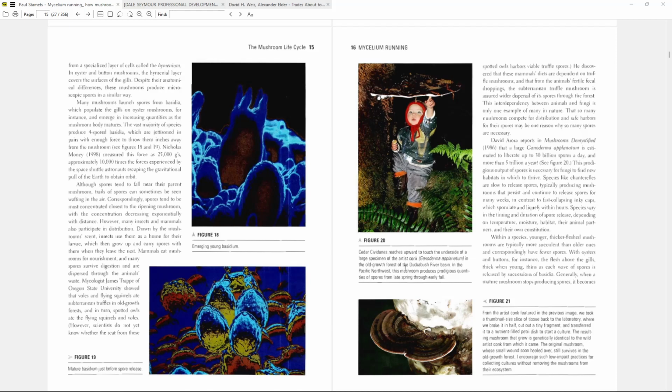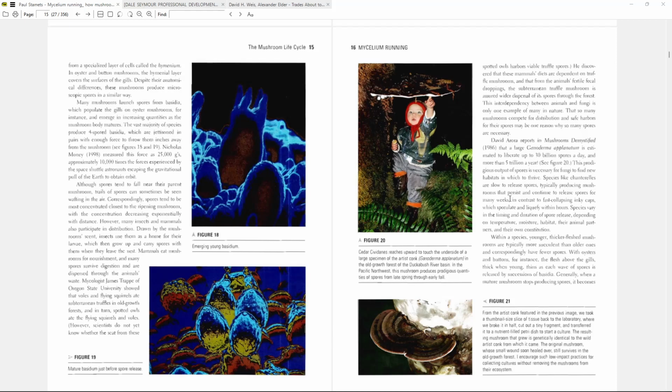Cedar Trivenus reaches upward to touch the underside of a large specimen of the artist's conk, Ganoderma applanatum, in the old-growth forest of the Duckabush River Basin in the Pacific Northwest. This mushroom produces prodigious quantities of spores from late spring through early fall. This prodigious output of spores is necessary for fungi to find new habitats in which to thrive.